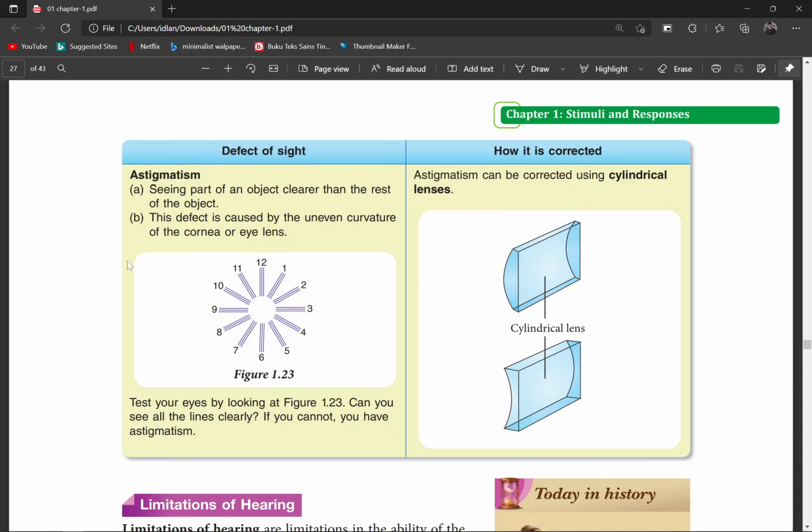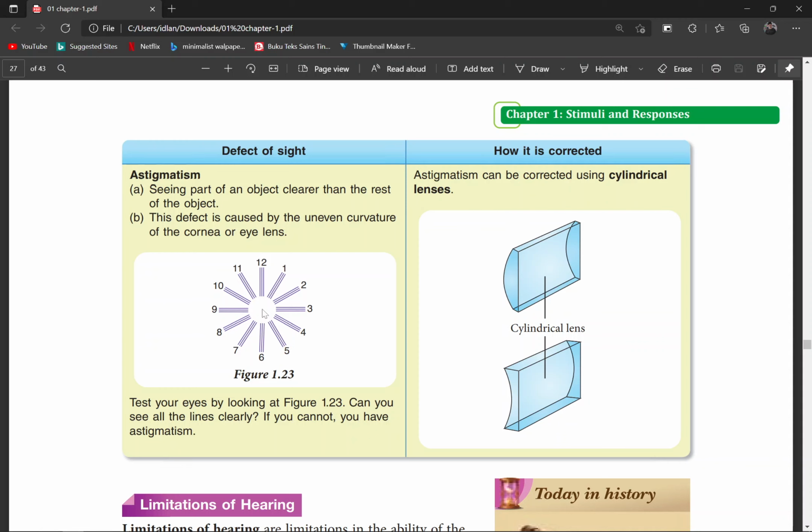Jadi bila kita pandang dekat tengah-tengah bulat ni, kita boleh test sama ada kita ni ada astigmatism ke tak. Macam mana tu? Okay. Kalau awak nampak objek lain tu jelas, tapi contoh awak ada certain number yang awak tak boleh nak tengok, macam contoh 6 or 7 or 9 or 10 or 11, whatever number you can think of that is in the figure 1.23. That means you have an astigmatism.